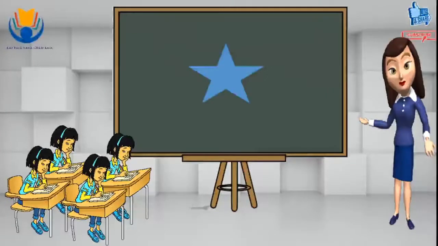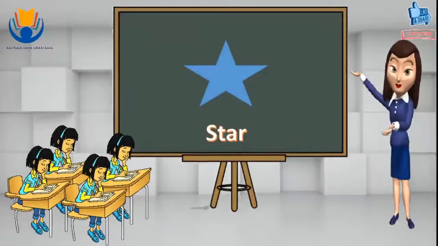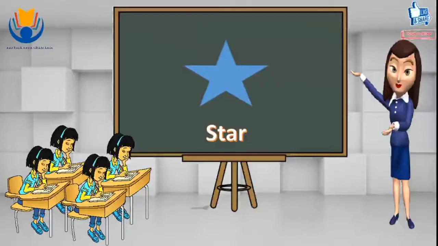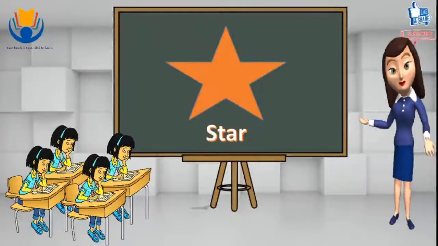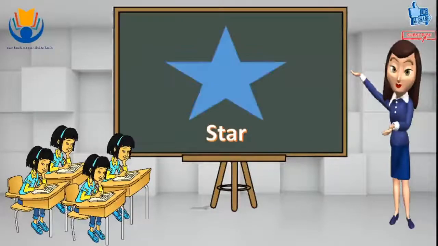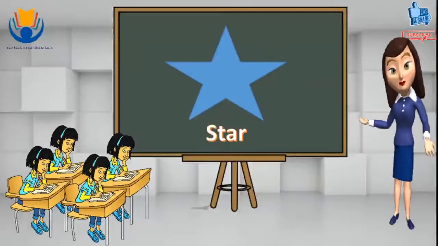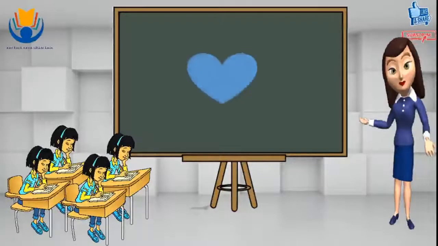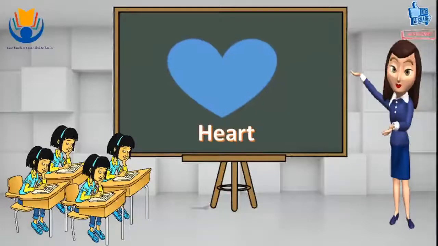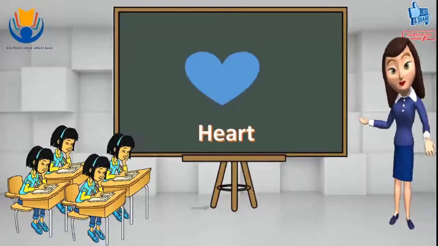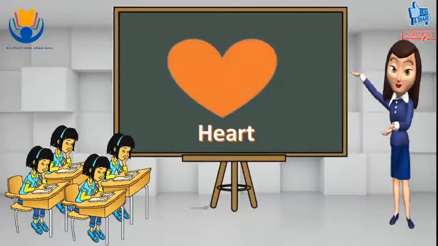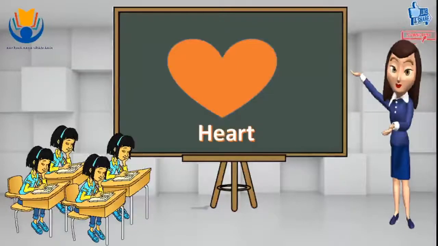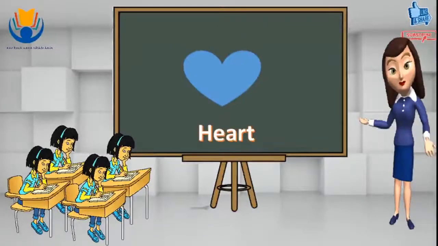I'm a star, in the sky so far. I have five pointy arms, I'm a star. I'm a heart. I'm so cozy, I'm so smart. I have a lovely shape, I'm a heart.